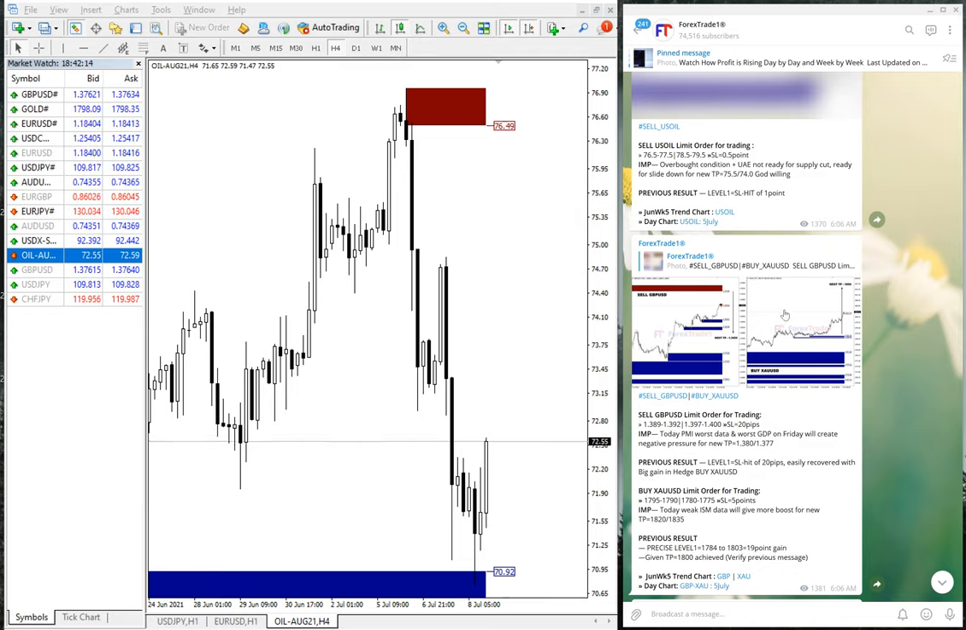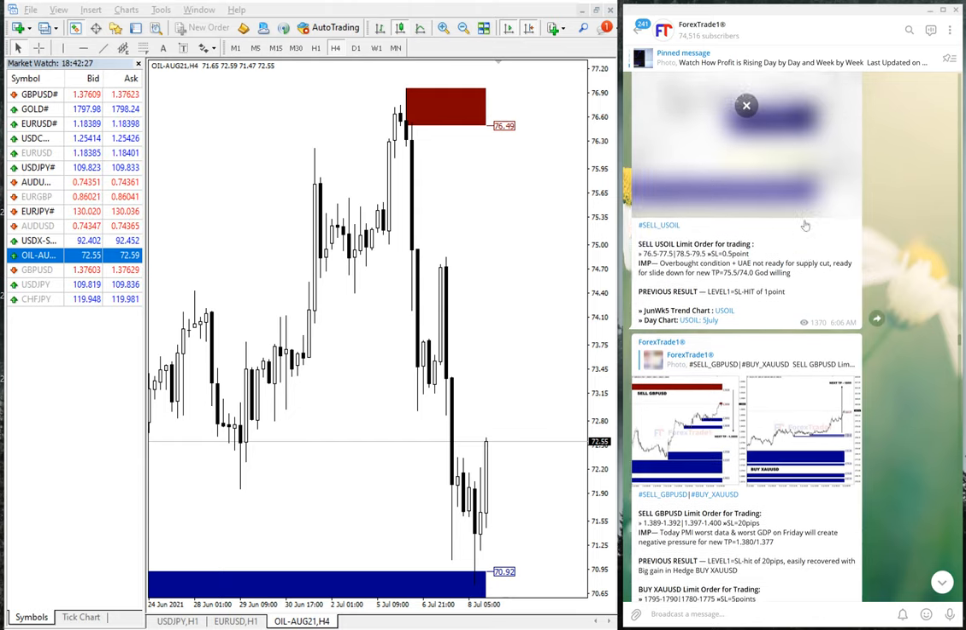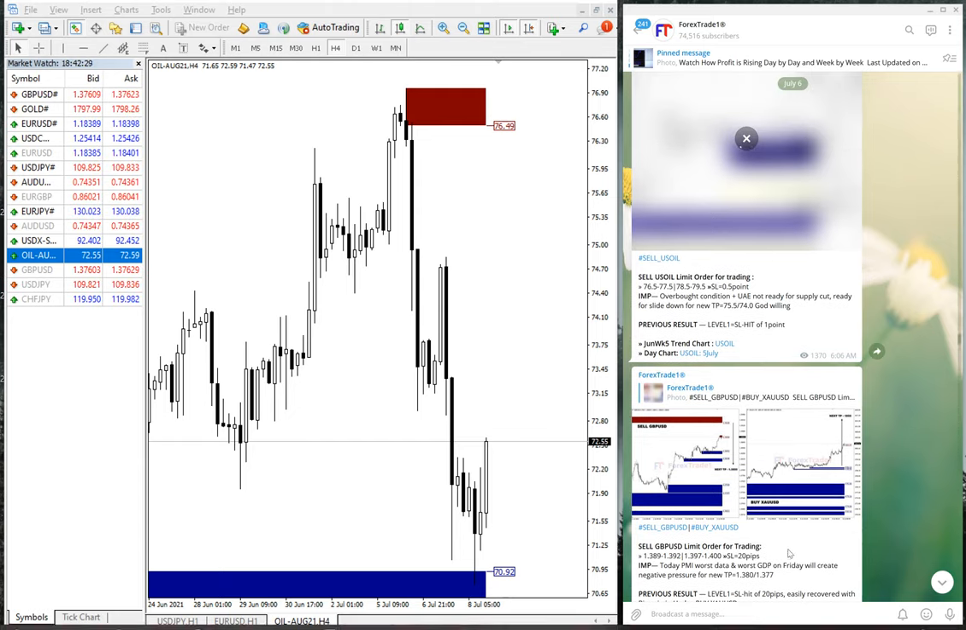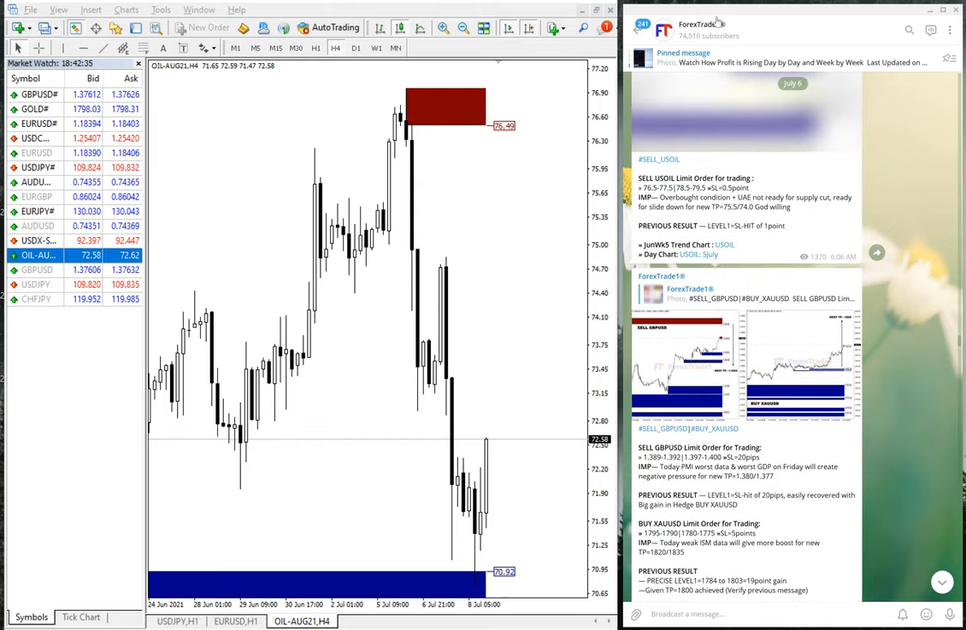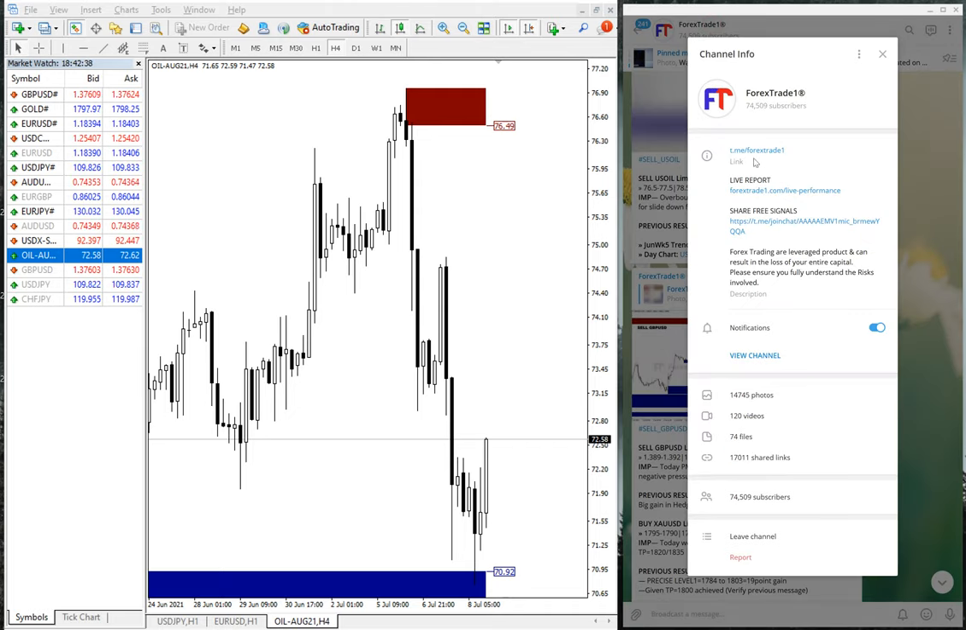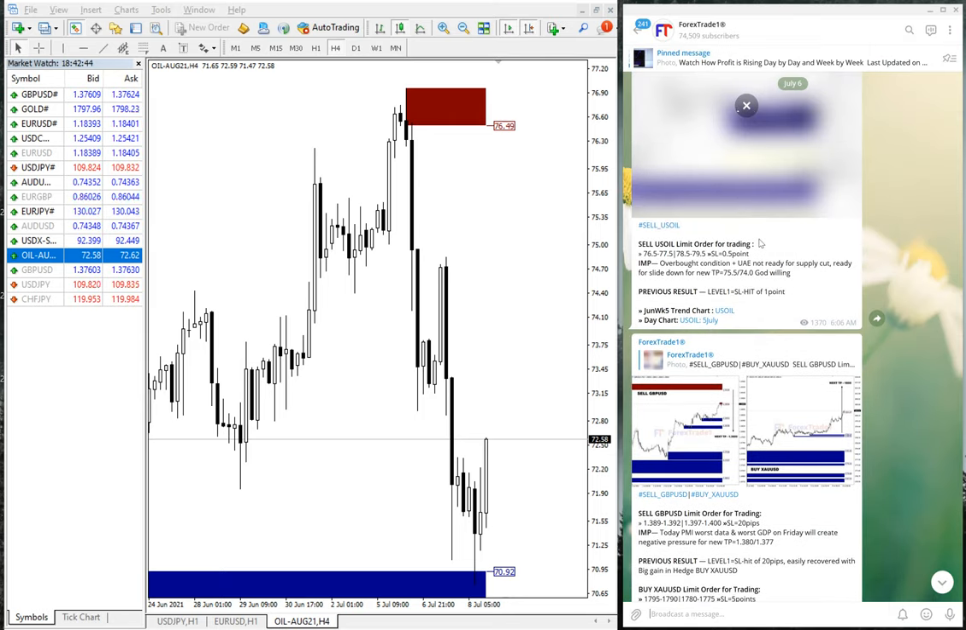Today we are going to show you the performance of our signal service which we have given on July 6th. This is for rollover traders, and how much profit they have made so far as per the signal we have given on July 6th. On the right hand side, this is our Telegram channel, our free Telegram channel, t.me/forextrade1, where we have posted this signal. First we will see US oil.